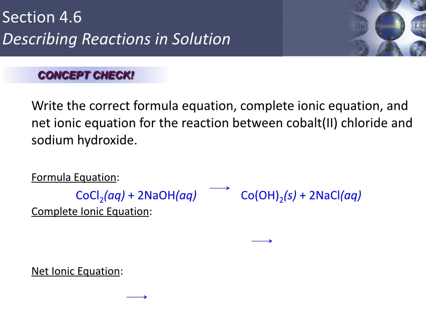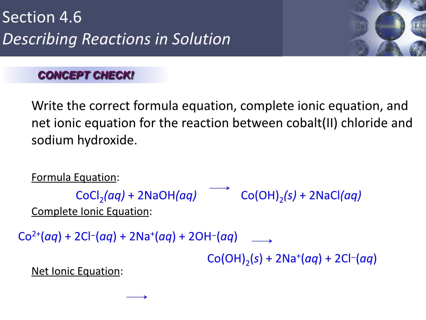Now the complete ionic equation, that would be breaking off everything that has an aqueous designation out into their ions as they would be in solution. So cobalt and chloride, sodium and hydroxide, all of these things are in aqueous form. So in a complete ionic equation, you would represent them individually. On the product side, cobalt hydroxide is a solid, so that stays together, but sodium chloride was aqueous, so you would break them apart because in a solution they are not actually bound together.